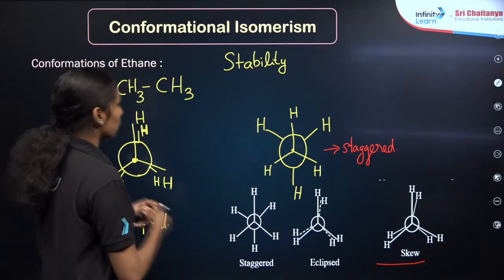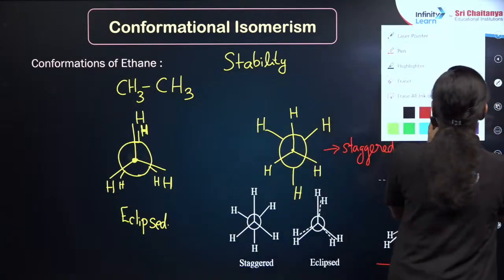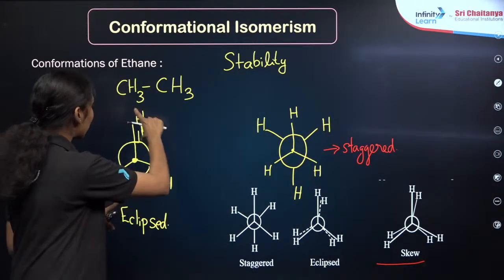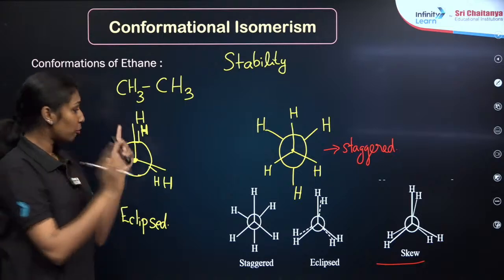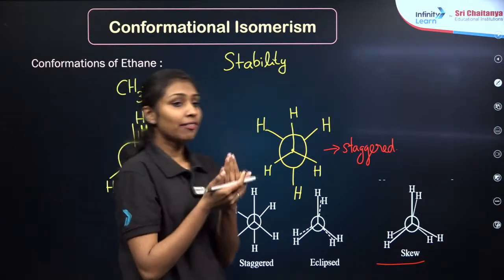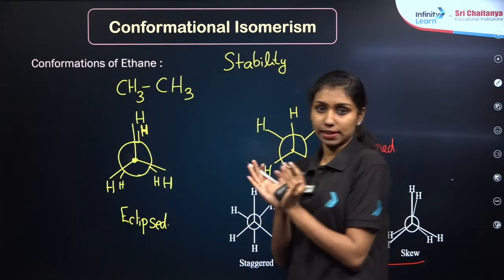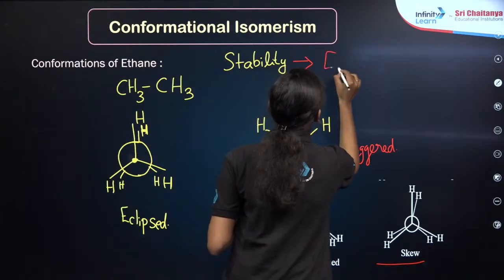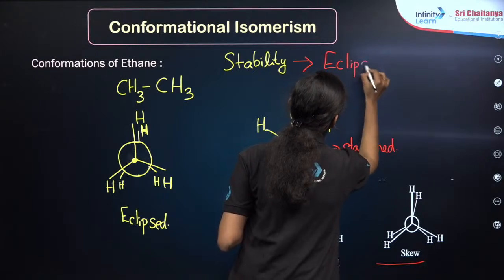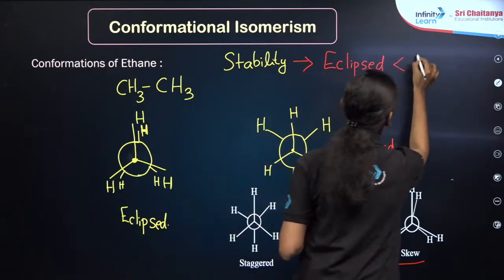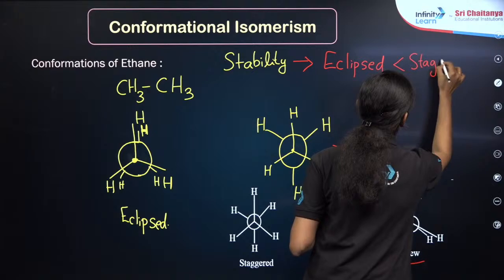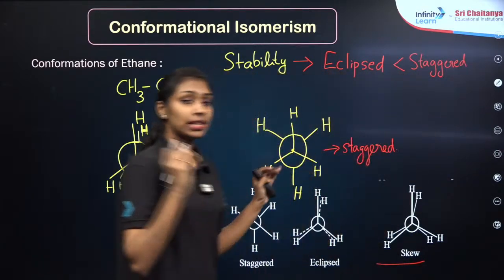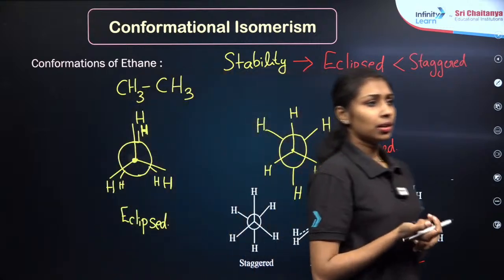What about the stability here? For example, in the eclipsed conformation, the two hydrogen atoms are very close, so there will be maximum repulsion. If there is maximum repulsion, stability will be very low. So in stability order, eclipsed is less stable than staggered, which means staggered is more stable. In the staggered conformation, the two hydrogen atoms are very far apart, about 180 degrees. So there will be minimum repulsion, that is, maximum stability. Clear?